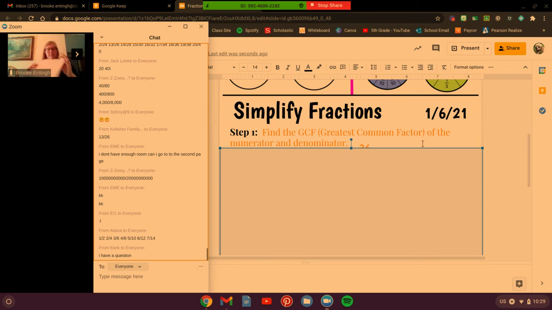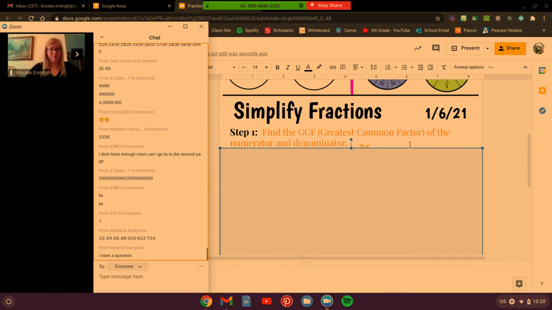So if we're looking back at this example, like 2/4, the largest number that can go into both the 2 and the 4. Well, we know the numbers that can go into 2 are 1 and 2. The numbers that can go into 4 are 1, 2, and 4. So the largest number that can go into both of them is 2. So that would be their greatest common factor. So step 1 is to find the GCF, the greatest common factor of the numerator and denominator, the largest number that can go into both your numerator on top and your denominator on the bottom.